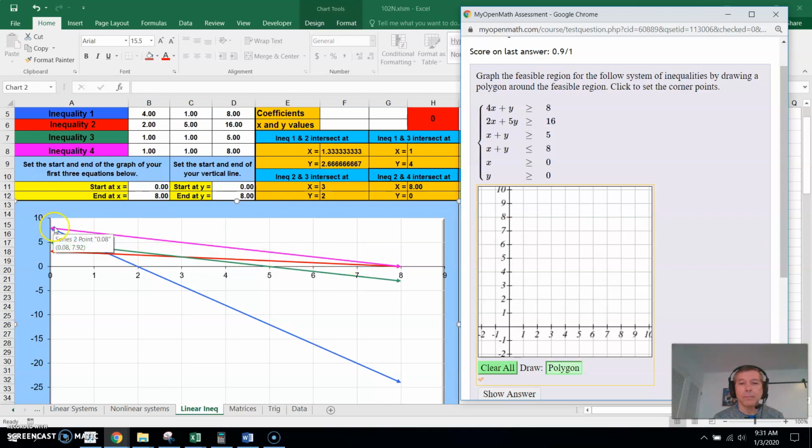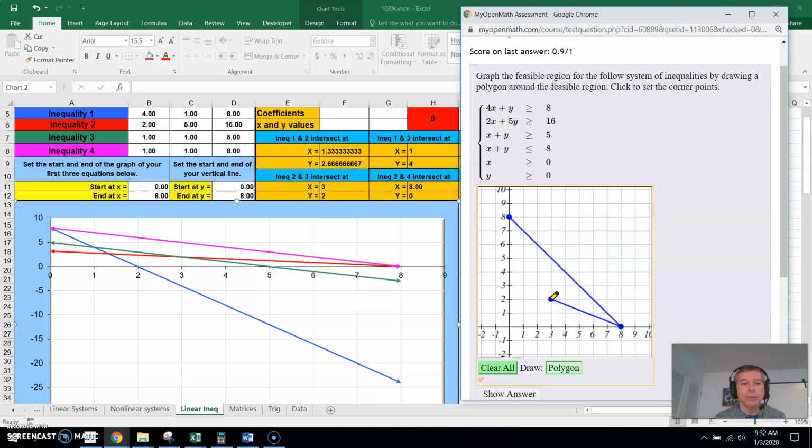So I'm going to start by drawing the pink part, which is from the point right here, which is 0, 8, down to this point, which is 8, 0. And again, that's the y and x intercept of the fourth inequality right here. So I'm going to go from 8, click, go down to 8, click. Then I'm going to go to where the red line intersects the green line. Again, the red line intersects the green line at the point 3, 2. So I'm going to go over to the point 3, 2, click.